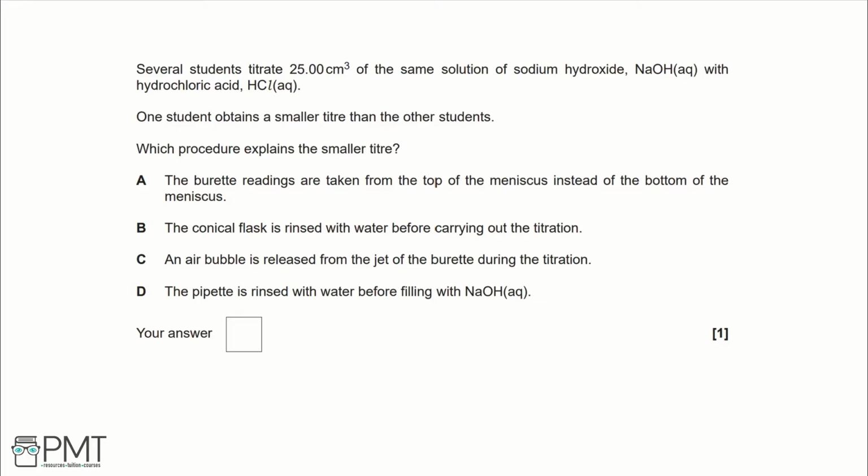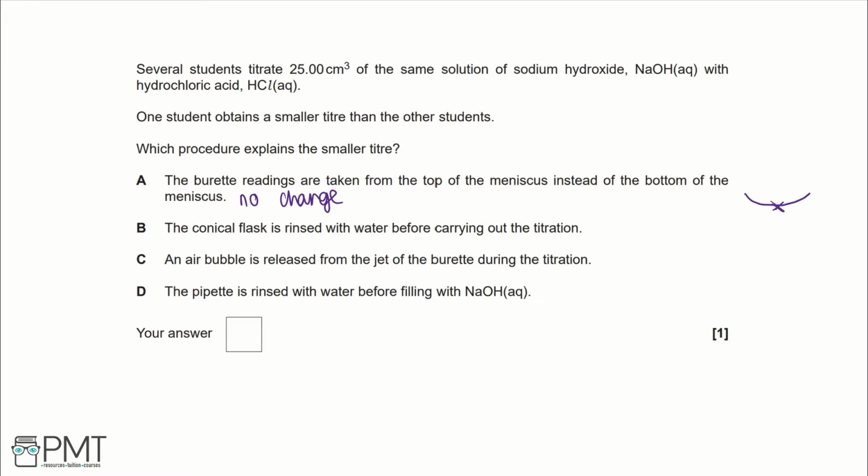So if we talk through our options, firstly looking at A, if you're consistently reading from the top of the meniscus each time, this isn't going to affect the overall titer. There will be no change because you'll still have the same difference; the numbers of each reading will be different, but the actual titer won't change. Just as a recap, when water is in a pipette or a burette, it will have a slight curve, and the meniscus is the bottom of the curve, and that's where you should read your volumes from.